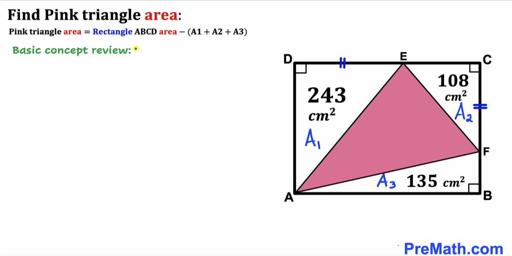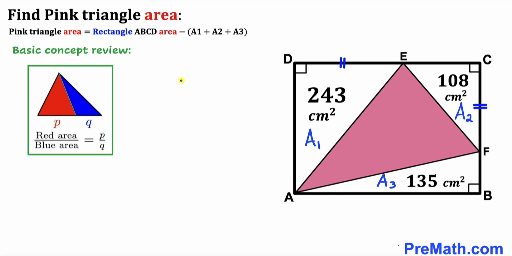Before we proceed any further, let me go over the basic concept review. And here's our very first concept. Let's focus on these two triangles, the red triangle and the blue triangle, and both of them have the same height. And moreover, the base of this red triangle is P, the base of this blue triangle is Q. And since both of these triangles have the same height, then we conclude that the ratio of the area of these two triangles is going to be equal to the ratio of their bases, as you can see in this equation.